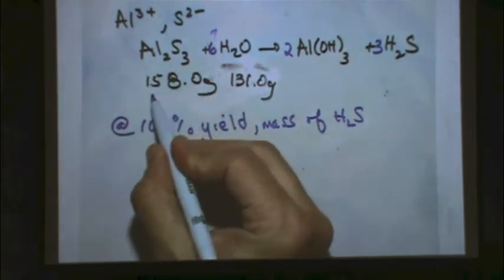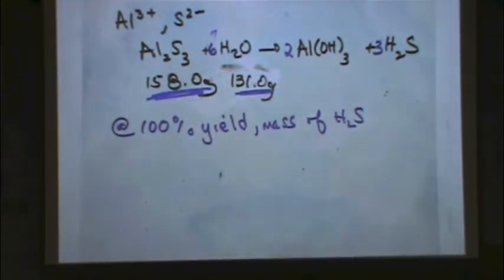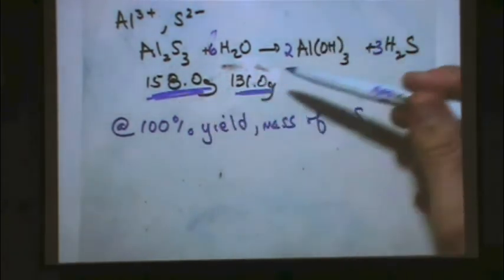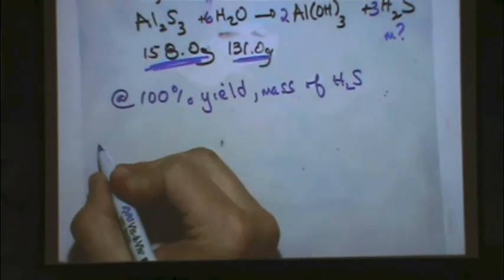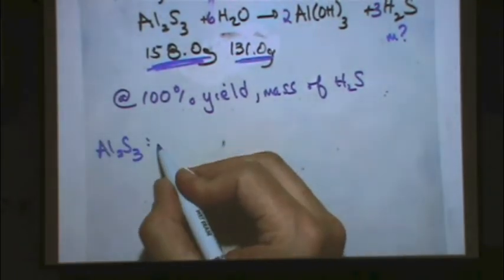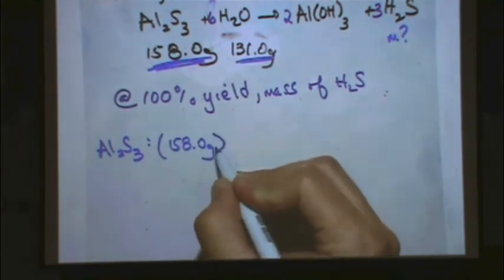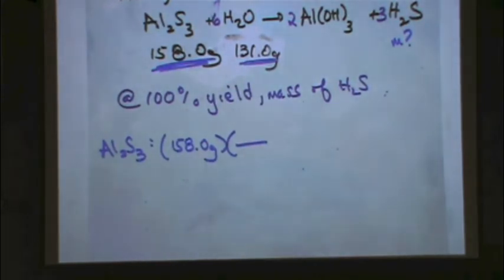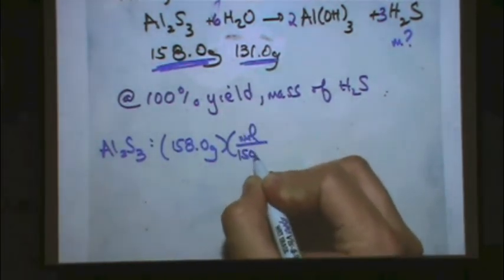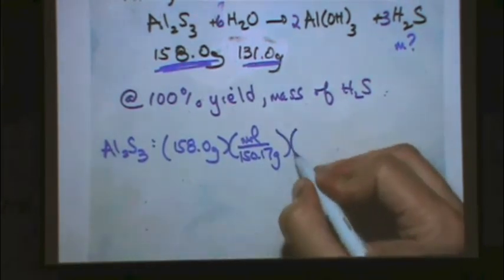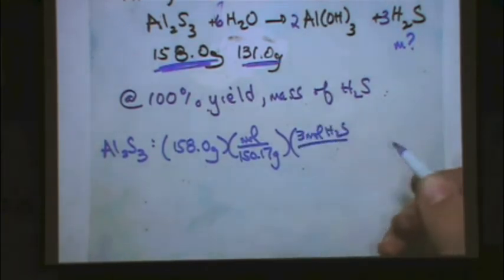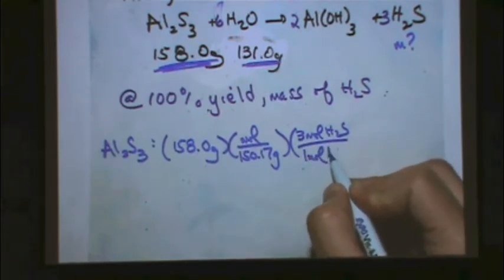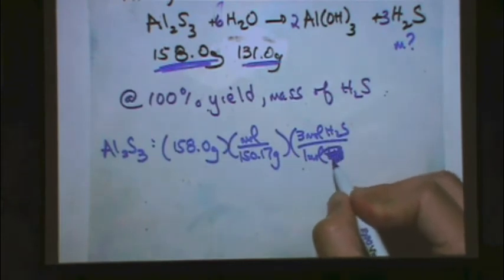So here's how we do this. We have a limiting reactant problem because we have two reactants where information is given that's connected to moles for which you can calculate the mass of the products. So we need to use two separate calculations. Let's do that. For the first one, 158.0 grams of that. Let's see if I have a molar mass or not. I think it's 150.17 from the periodic table. Okay, and that's the moles of the reactant. If I want the moles of the product, there's 3 moles of H2S for every 1 mole of Al2S3.